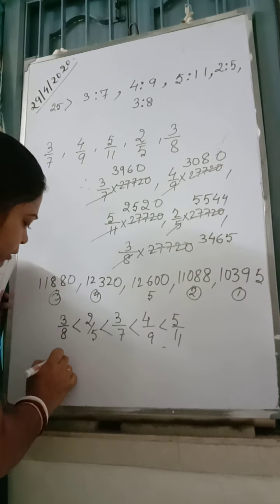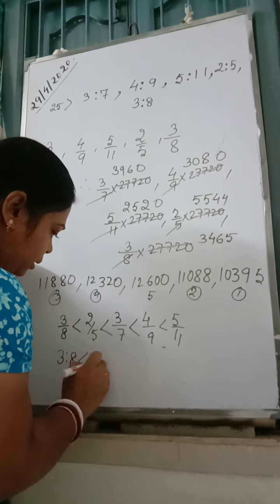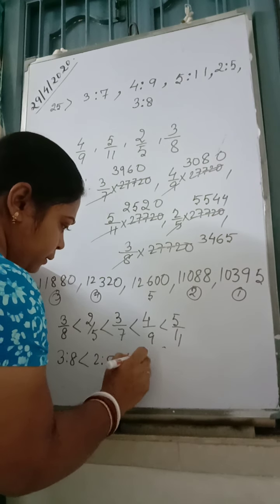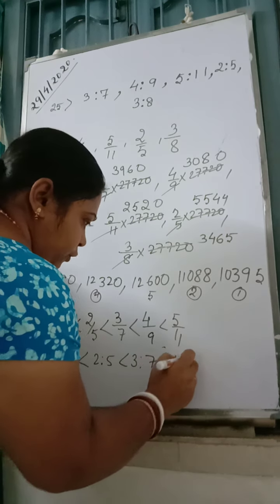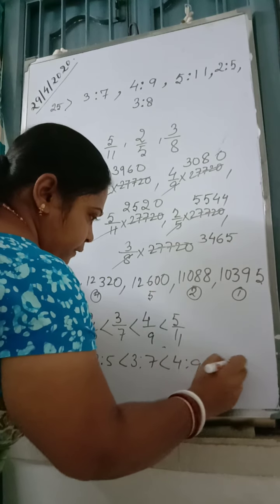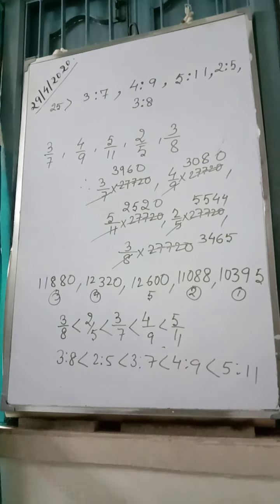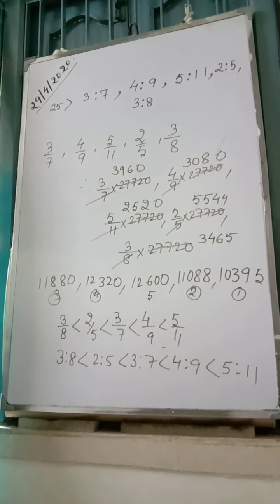Now get the ratio. 3 is to 8, 2 is to 5, 3 is to 7, 4 is to 9, 5 is to 11. This you have to do for the descending also. Question number 26 you have to do. Now 27 also, as we have done question number 24, the same way you have to do question number 27.